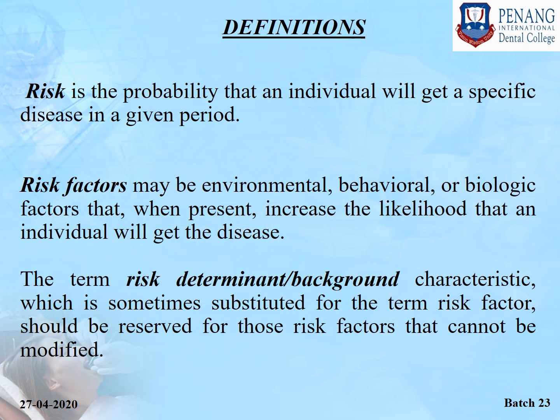Now come definitions. First we'll discuss definitions, and in the upcoming slides we'll discuss all of them in detail. First is risk. Risk is the probability that an individual will get a specific disease in a given period. Risk factors may be environmental, behavioral or biological factors that, when present, increase the likelihood that an individual will get the disease. The term risk determinant or background characteristic, which is sometimes substituted for the term risk factor, should be reserved for those risk factors that cannot be modified.